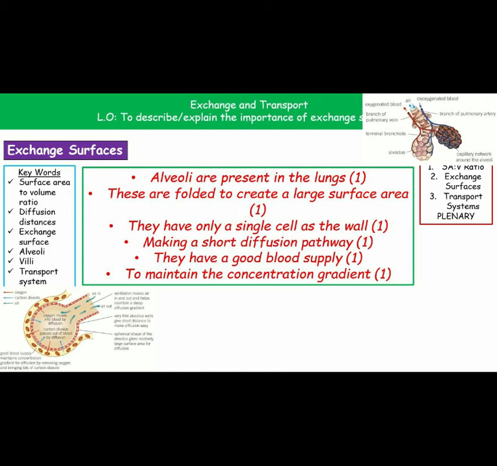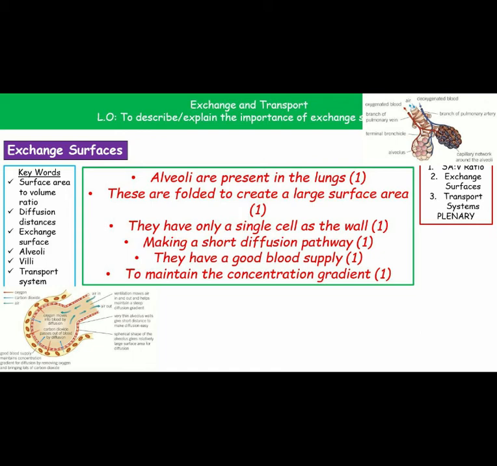Third feature is that they've got a very good blood supply. If you look at the top right picture, you can see that surrounding them are these capillaries, and that means that we're going to be able to maintain the concentration gradient. So if we think back to the work we did on diffusion, we mentioned there are a few key factors that mean diffusion happens faster.